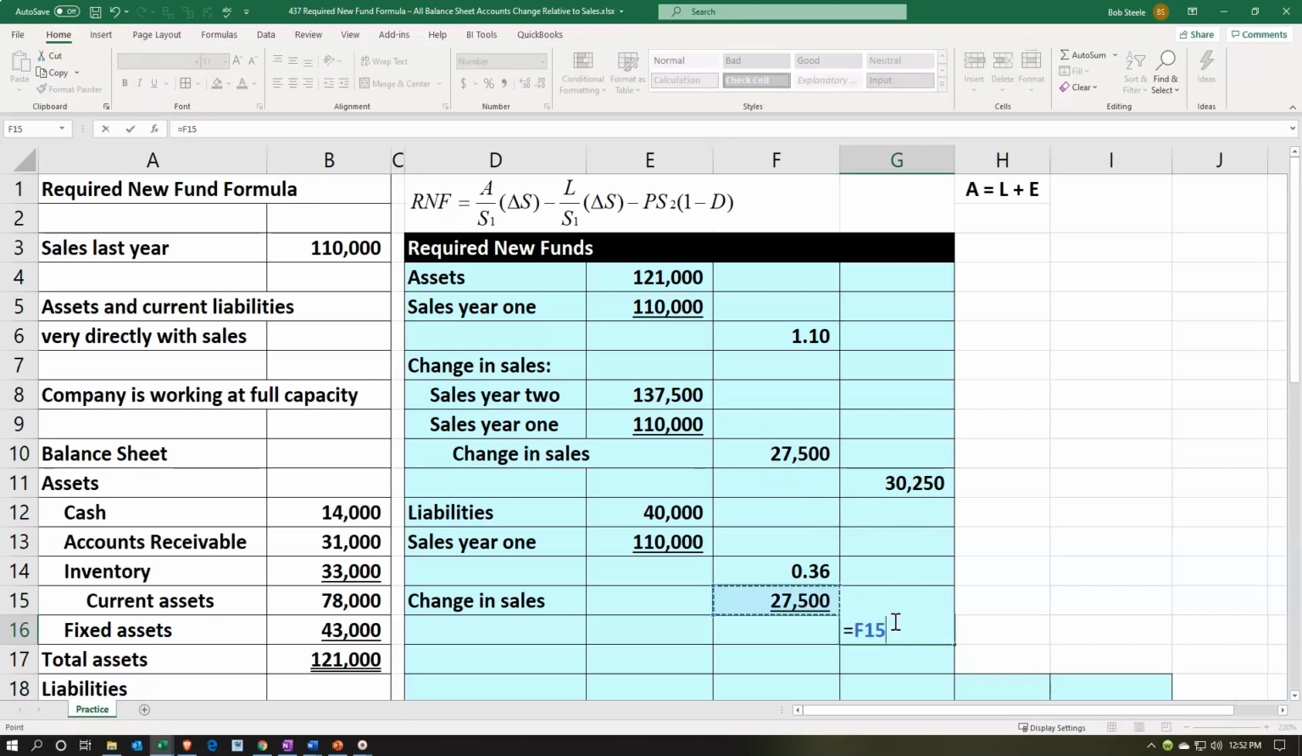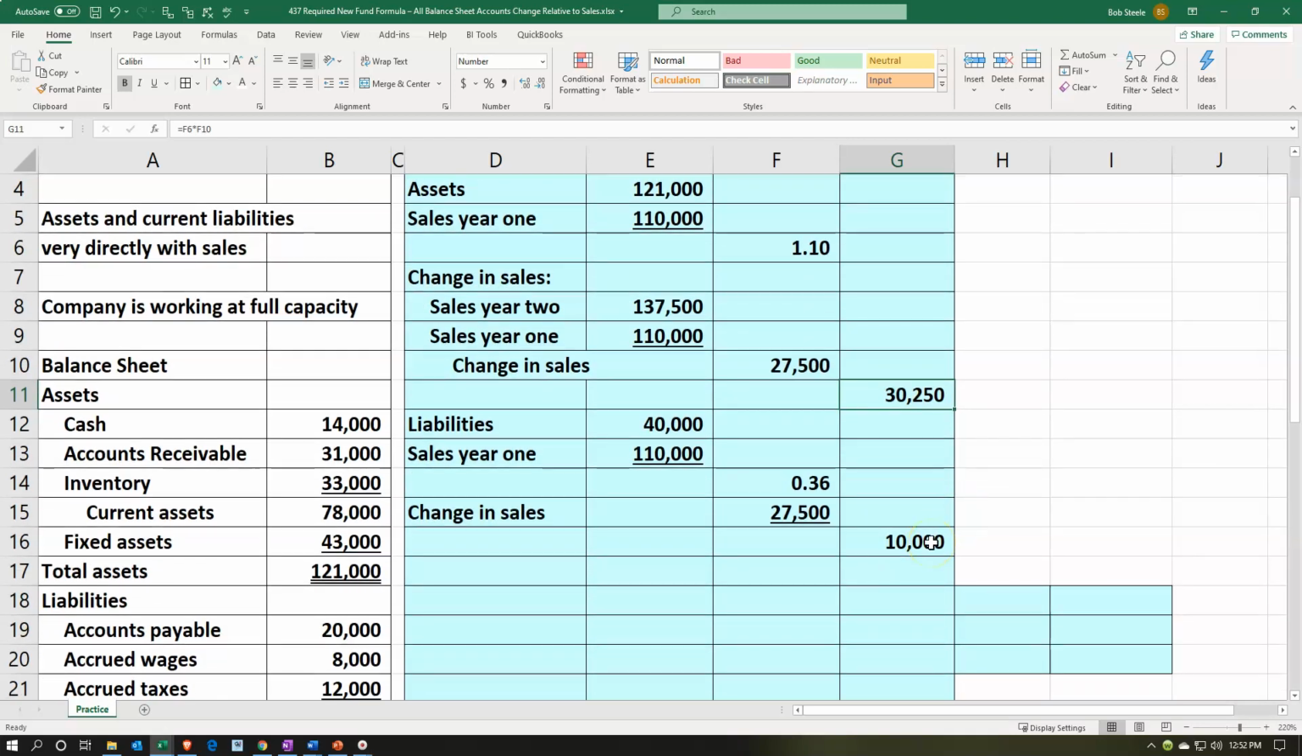This is going to be the 0.36 times the 27.5 and enter. Basically, we can think, okay, the assets are going to need to go up by the 30,250. Liabilities will go up in part to finance part of the asset increase, by the 10,000. Let's think about what's going to happen on the equity side of things.